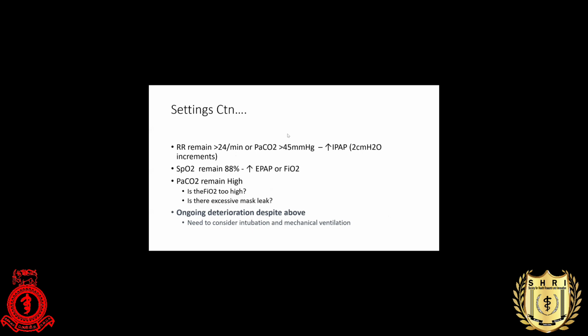If the patient's carbon dioxide PaCO2 still remains high, then you have to check whether you have selected the proper FiO2, especially in patients with COPD. In that case we have to reduce FiO2, or check if there is excessive leaking from the mask. If there is ongoing deterioration, you have to consider intubation and mechanical ventilation.